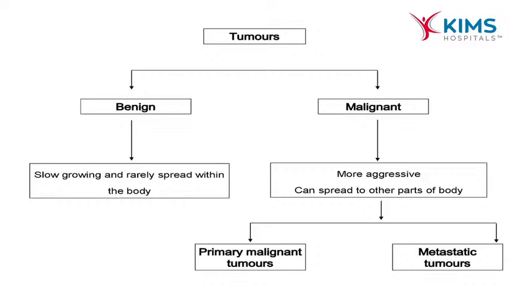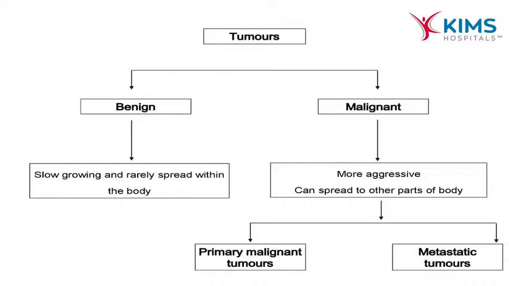Malignant tumors again have 2 different types. One is the primary malignant tumors, the other is the metastatic ones. Of the primary malignant tumors, the most common ones are osteosarcoma, Ewing sarcoma and chondrosarcoma. Osteosarcomas are bone forming tumors, Ewing sarcomas are round cell tumors, and chondrosarcomas are chondroid or cartilaginous tumors.